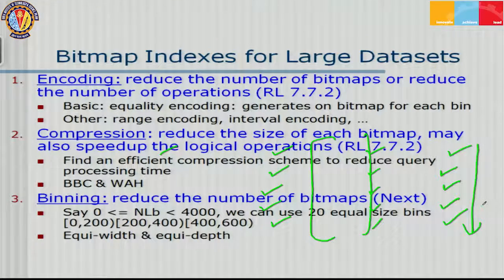Bitmap indexes for large data sets. There are 2-3 things that we try to do. We talk about compressing them, encoding and compression. These are related things. Encoding may or may not lead to compression, right? Here we are trying to work on 3 things. Reduce the number of bitmaps or reduce the number of operations. Compression reduces the size of each bitmap and may also speed up logical operations.